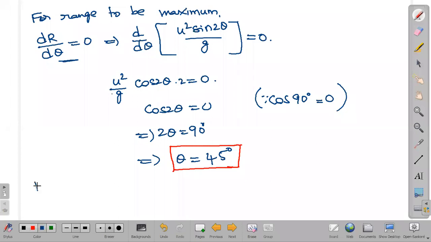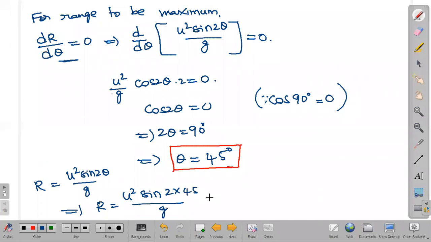Again, R is equal to u square sine 2θ by g. So from there, R is equal to u square sine 2 into 45 by g. Next, if we simplify, u square by g into sine 2 into 45, sine 90. Sine 90 value is 1. So u square by g into 1 is u square by g, right? So finally, what we are left with, the maximum value of range is what?